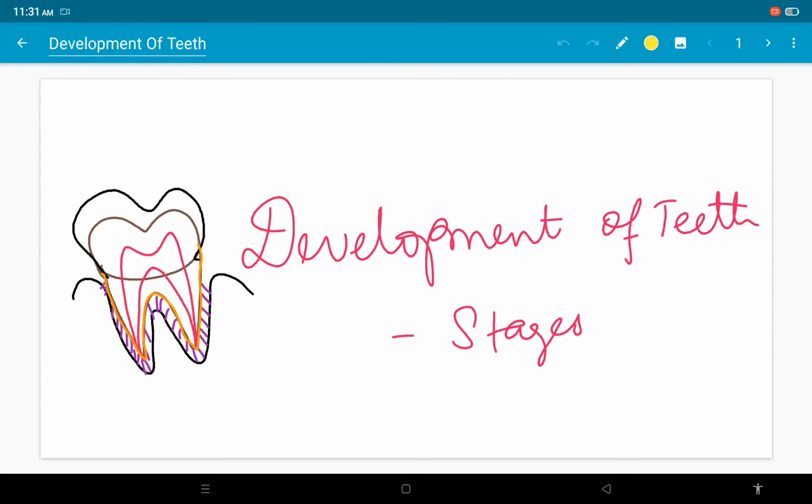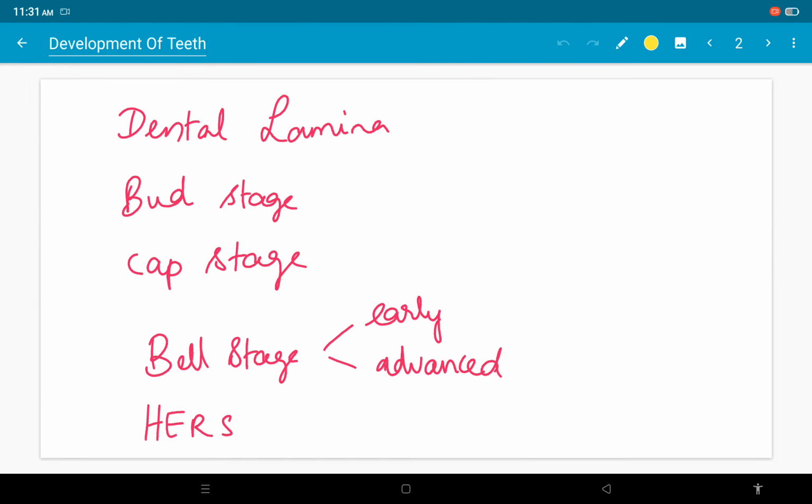So in this video we will see about development of teeth, a part of embryology, what happens in your oral cavity when the fetus is in uterus. So that is what we are going to see. We will see about the stages mentioned in our Orban's book or Ten Cate's book of oral histology and embryology. This is what has been taught.